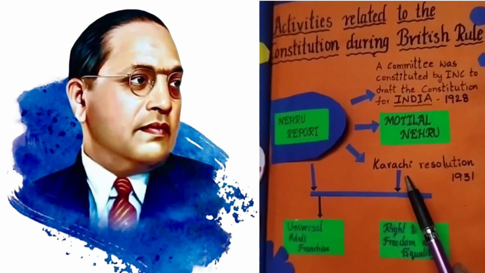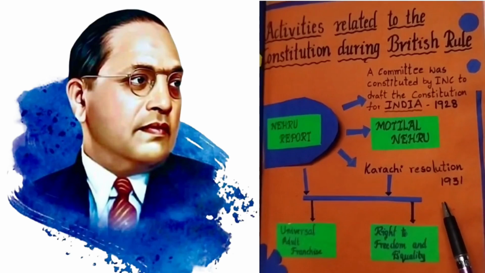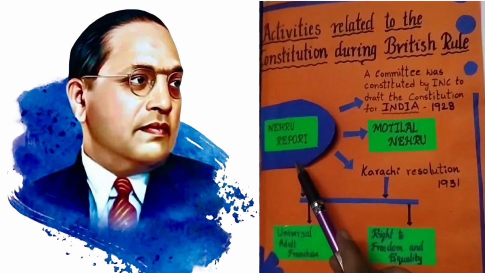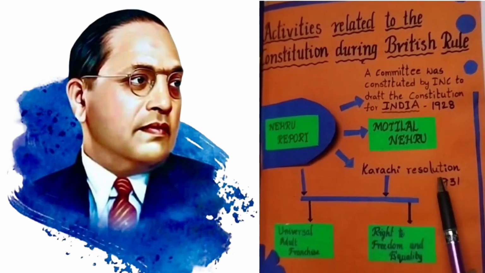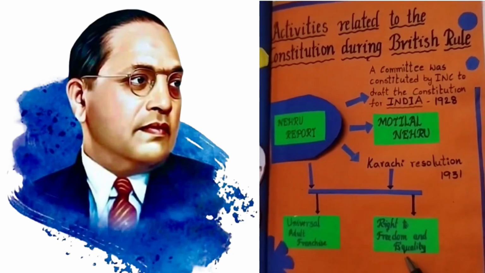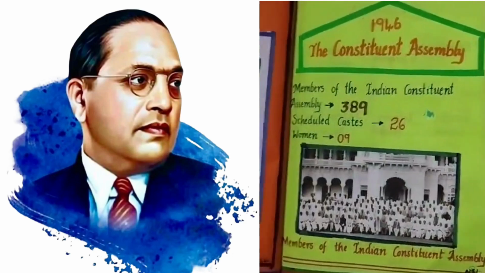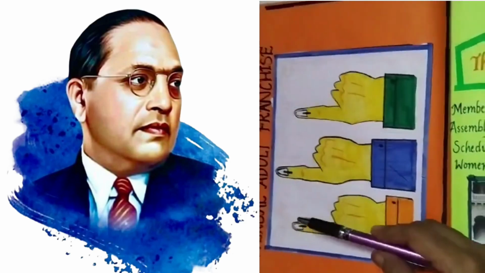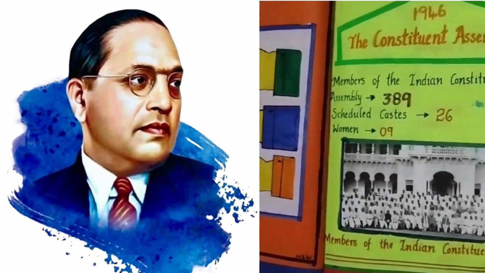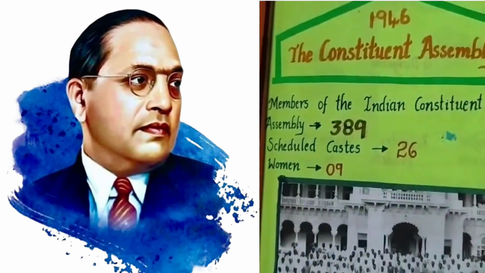In 1931, the Indian National Congress at its Karachi session passed a resolution on how the constitution of independent India should look. Both the Nehru Report and the Karachi resolution were committed to universal adult franchise and the right to freedom and equality. According to the Cabinet Mission Plan 1946, election to the Constituent Assembly was held in July 1946.